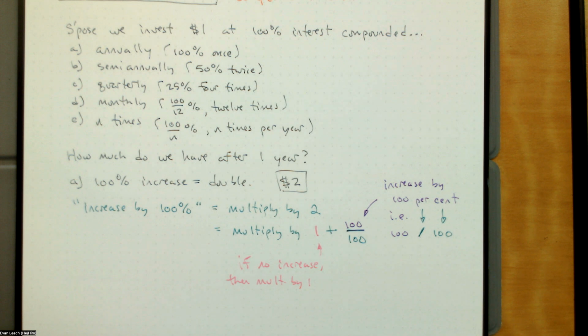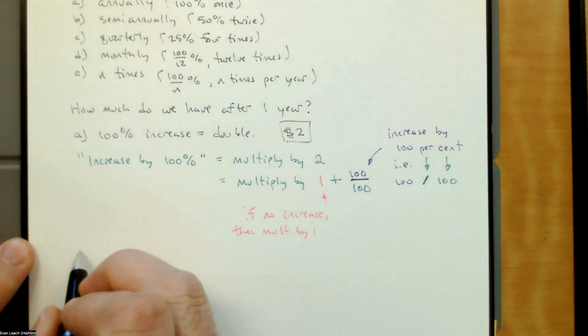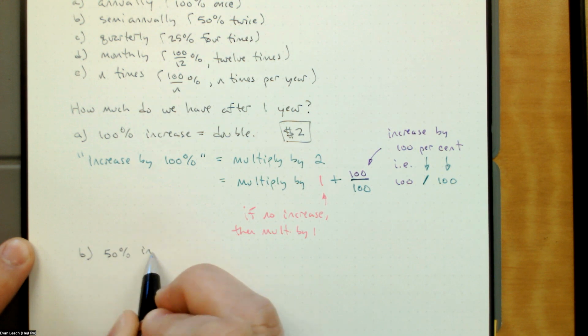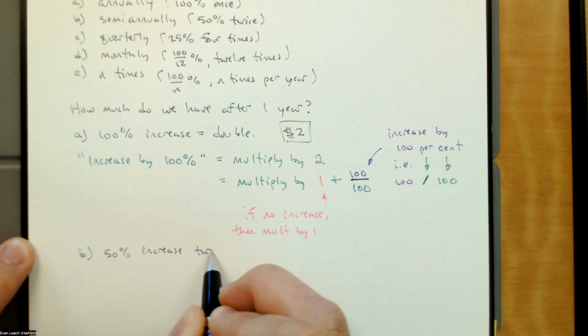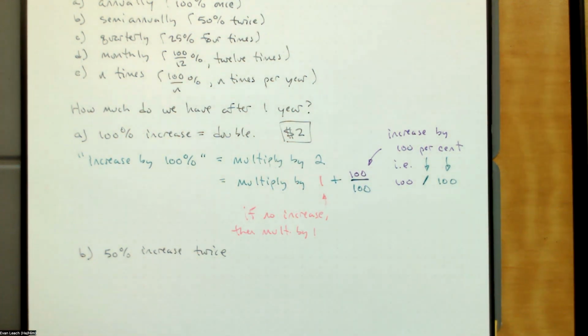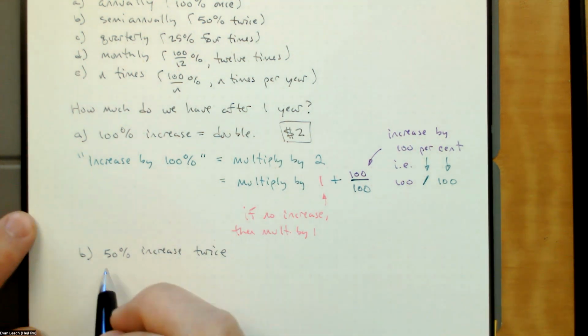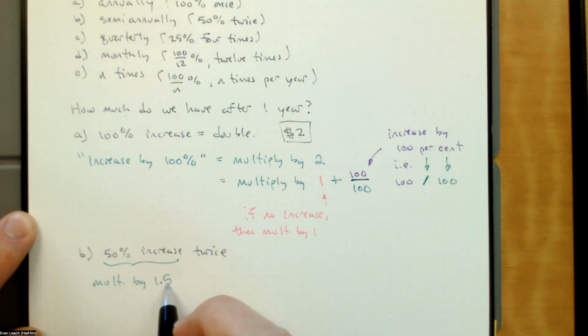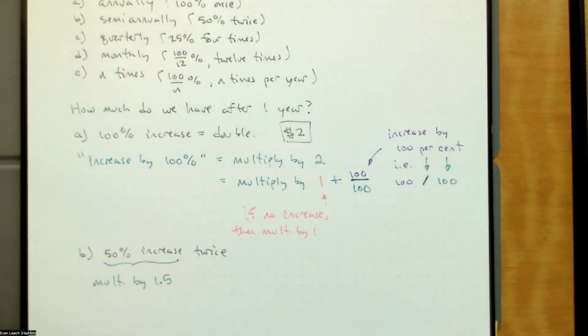So let's move on to the next one. So this is where we're going to start seeing some exponential stuff show up, and then we can extrapolate from here. So if we have 50% increase twice, the 50% increase, if we want to increase by 50%, that's going to be multiplied by 1.5. So 50% increase, we're going to multiply by 1.5. The reason it's 1.5 is that we have 1 plus 50 per 100.